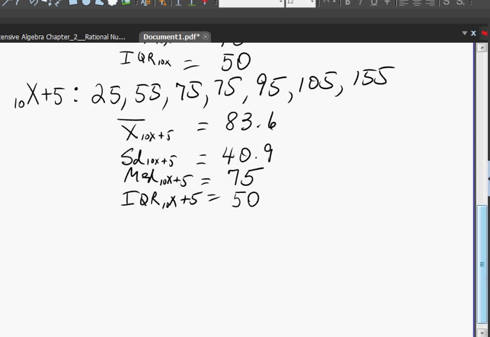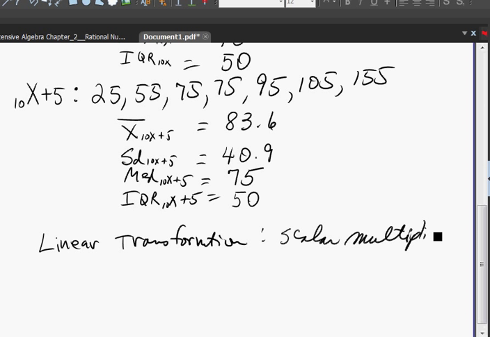Okay. What's the point of all this? If you do a linear transformation that is about multiplying, about scaling up, so these are called linear transformations because they're like an mx plus b kind of thing, that's just a scalar multiplication, then all of the statistics get scaled up. How about that?